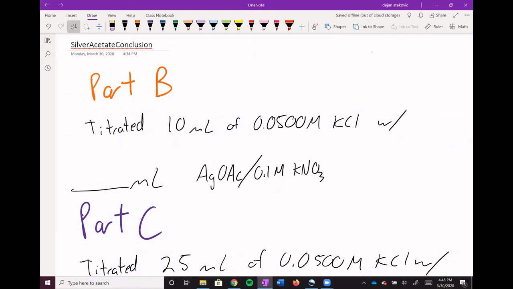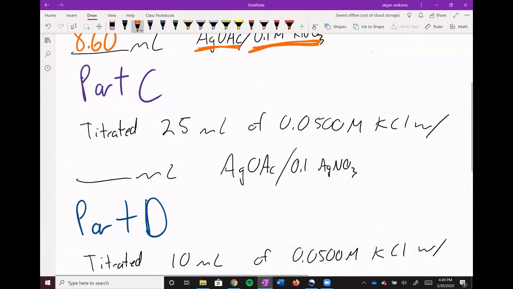So for part B, it's pretty much the same thing, right? Still your 10 mLs of your KCl, but this time you're titrating with silver acetate that has a mixture of 0.1 molar potassium nitrate in there. So there's 2 things in that mixture. Think if there's any common ions. And we'll say that this took 8.60 ml to complete this.